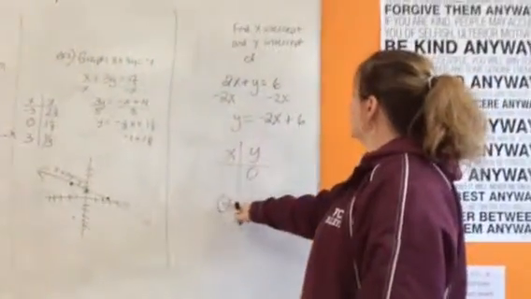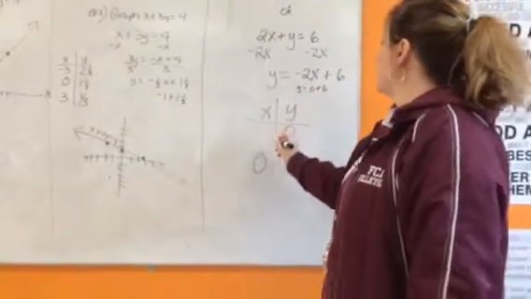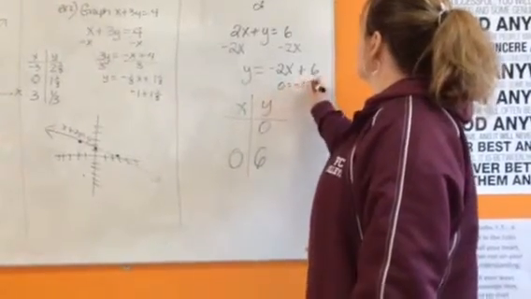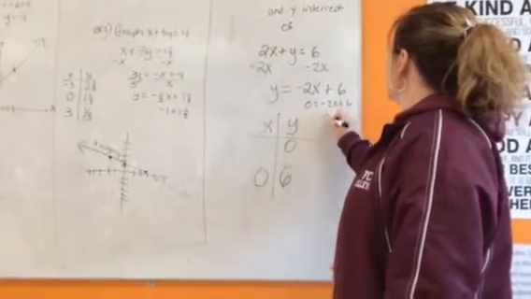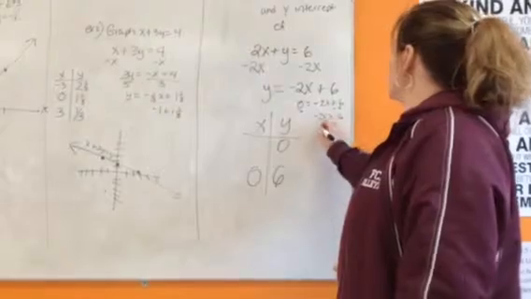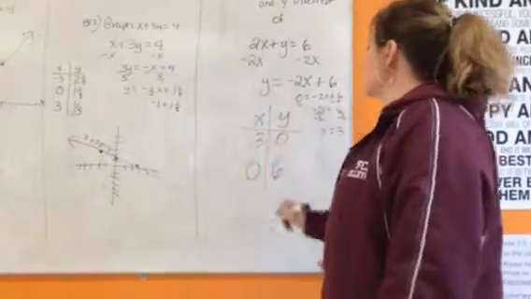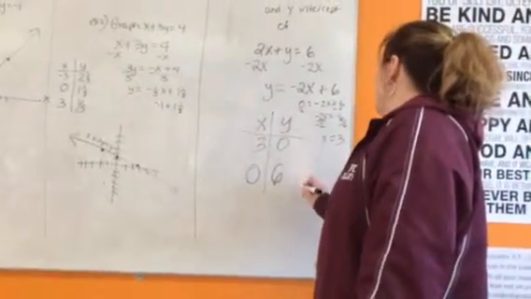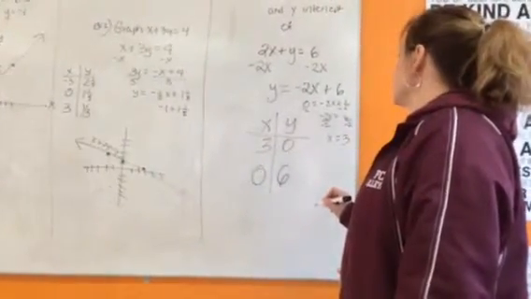So if I put 0, I'm going to do the x first. y equals 0 plus 6, so y equals 6 when x equals 0. Now if I had 0 equals -2x plus 6, because now I'm plugging the 0 in for y, I'm going to subtract 6 on both sides, -6, divide by -2, and I get x equals 3. So my x-intercept is (3, 0), and my y-intercept is (0, 6).